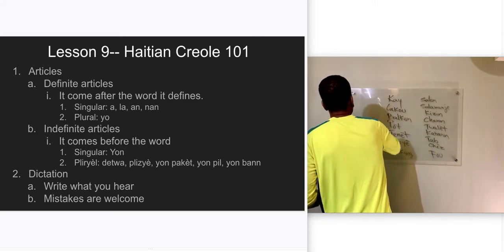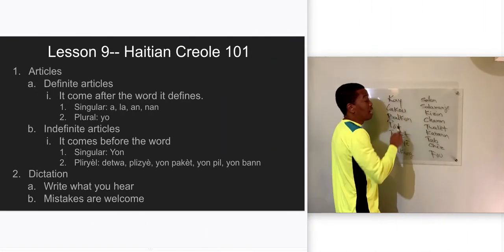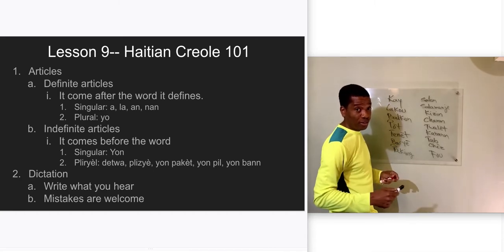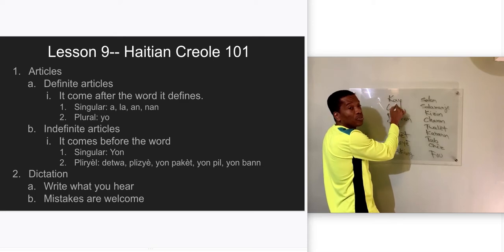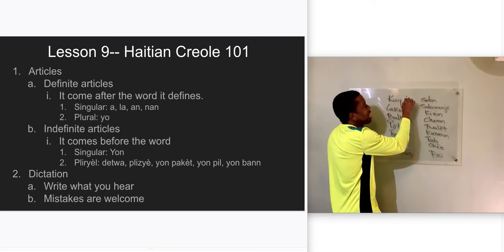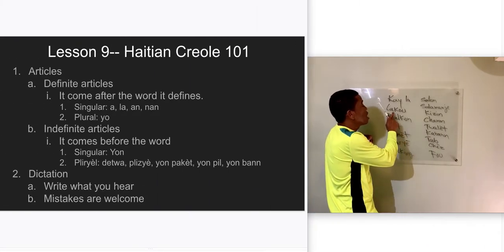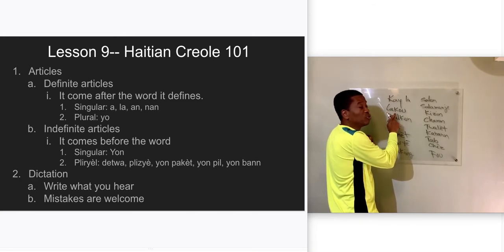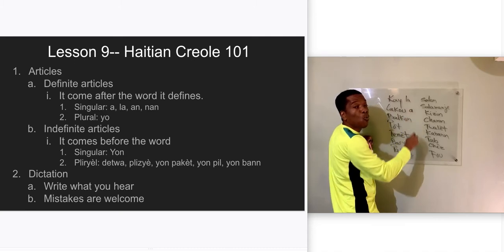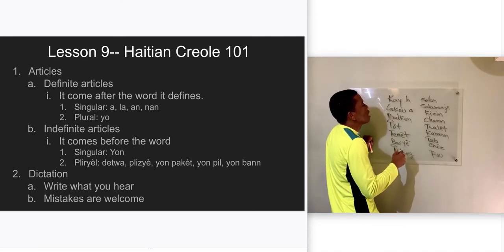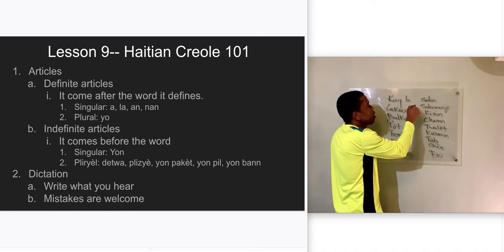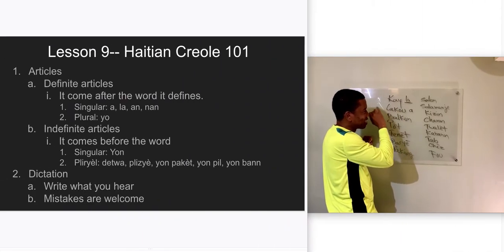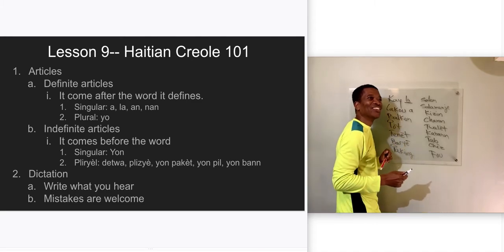Now, let's see how that's going to go for the words we already have on the board. I have kai. I know you already looked it up, you know what it means, right? That's a house. In English, you would say the house. In Creole, we would say kai la. This is the yard. In Creole, we would say la cour. I know you already have a question in your mind. When do I know it's la? When do I know it's a? Let's stick with it the way it is for now, and then we'll explain that later.